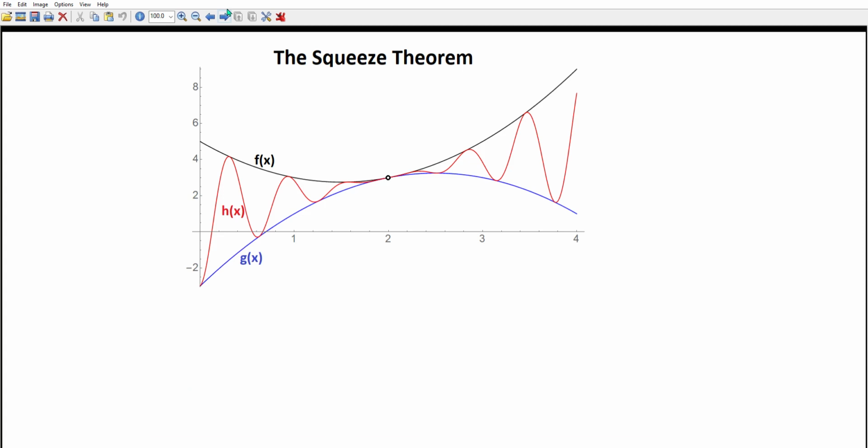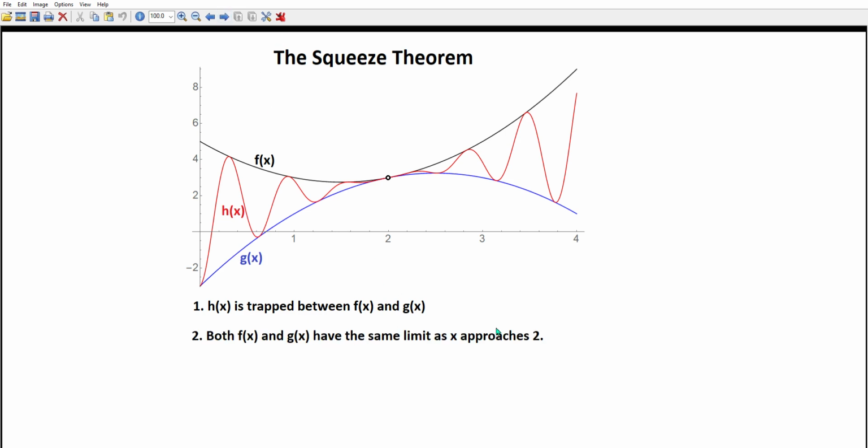Last, we consider the squeeze theorem. The squeeze theorem tells us that if you have a function h of x, which is trapped between two functions, f of x and g of x, and those two functions go the same place, and in this particular picture, they're going the same place when x equals 2, it says that h of x will go exactly the same place as the other two functions went.